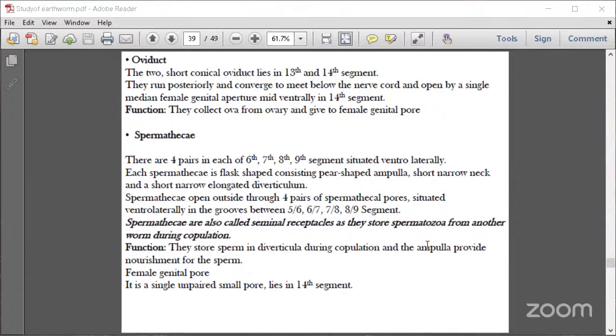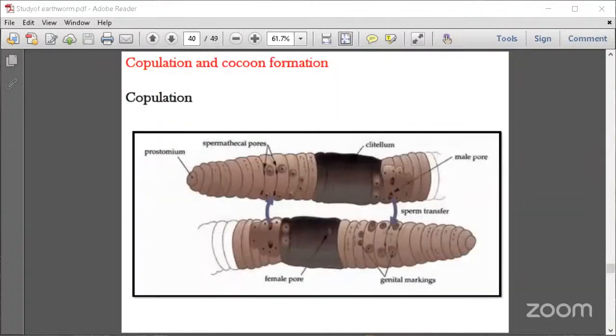Spermathecae are also called seminal receptacles, as they store spermatozoa from another worm during copulation. So the function of the spermatheca is to store the sperm in the diverticula during copulation, and the ampulla provides nourishment for the sperm. The female genital pore is a single unpaired small pore lying in the 14th segment.